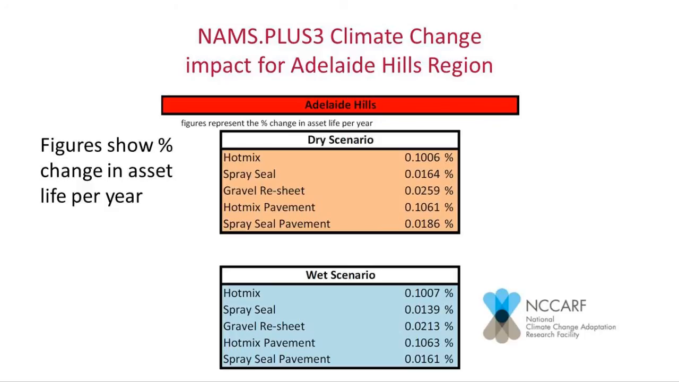You can see the impact of climate change on projected asset renewals shown over the next 20 years. In the example here, climate change impact is forecast to change the life of a hot mix road surface in the Adelaide Hills by plus 0.1% in future years. For a current expected life of 30 years, this forecast is being extended to 30.9 years with climate change.